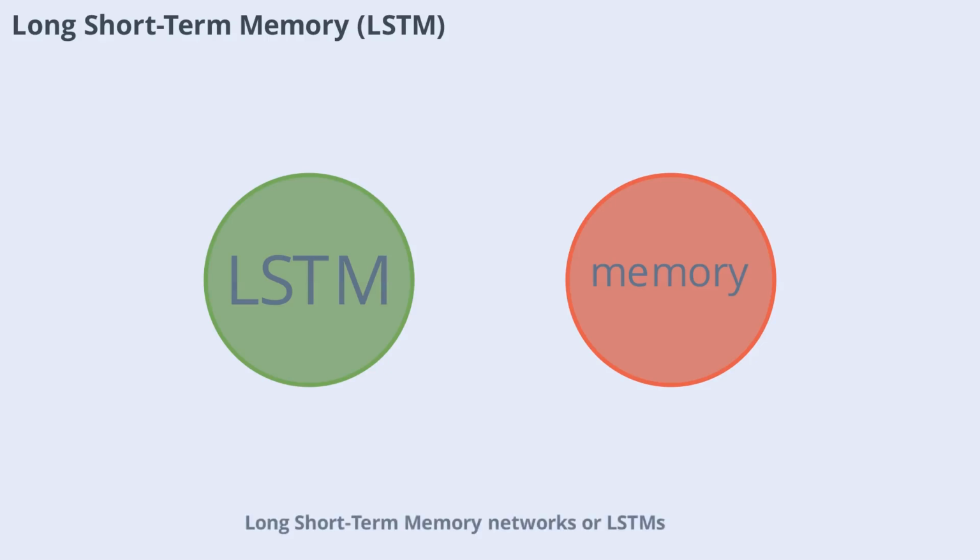Long short-term memory networks, or LSTMs, were developed to address the limitations of RNNs. LSTMs use special gates to control the flow of information, allowing them to remember important details over longer sequences. This makes them highly effective for tasks like language modeling, translation, and speech recognition. LSTMs have played a crucial role in advancing the capabilities of neural language models.